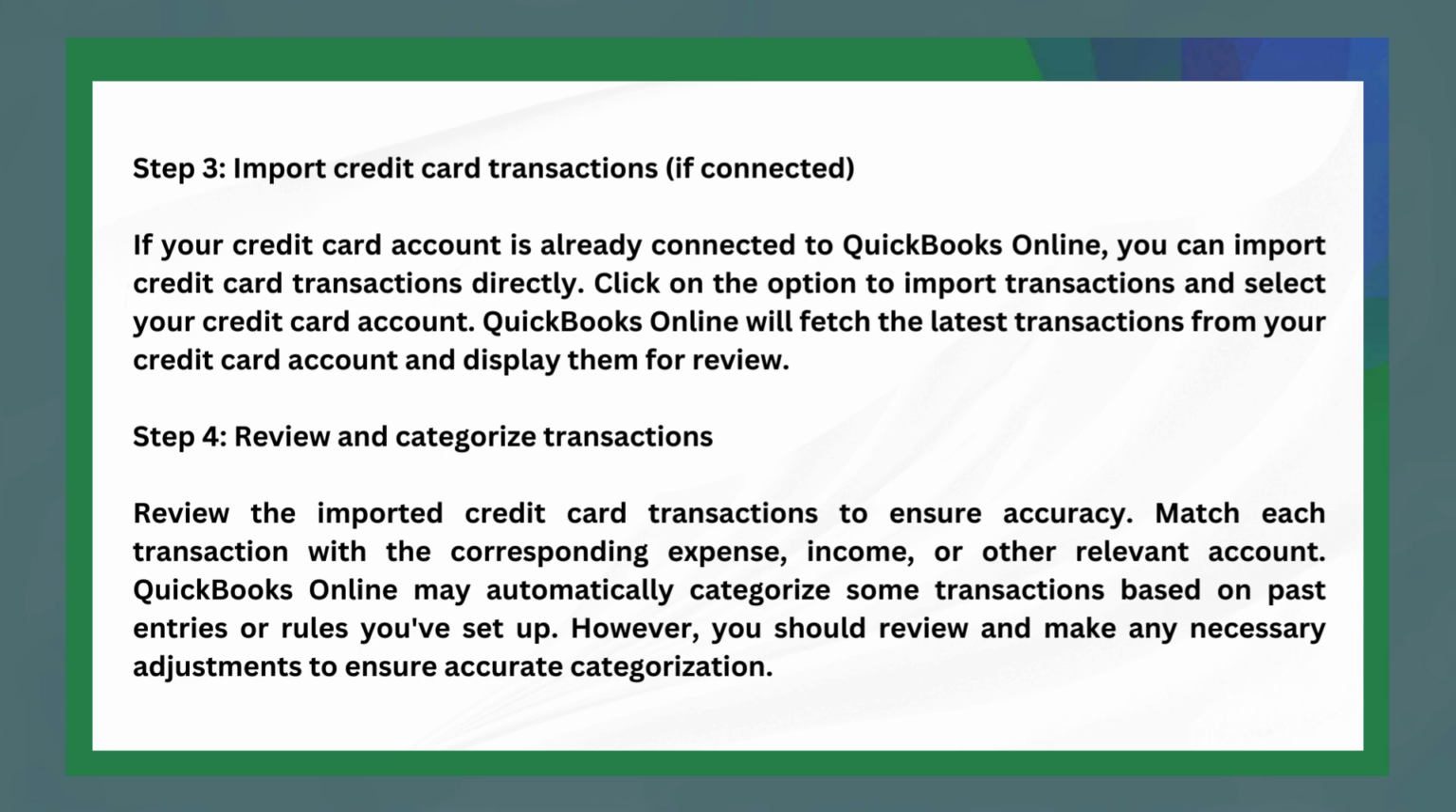The fourth step is to review and categorize transactions. So review the imported credit card transactions to ensure accuracy. Match each transaction with the corresponding expense, income, or other relevant account. QuickBooks Online may automatically categorize some transactions based on past entries or rules you have set up. However, you should review and make any necessary adjustments to ensure accurate categorization.